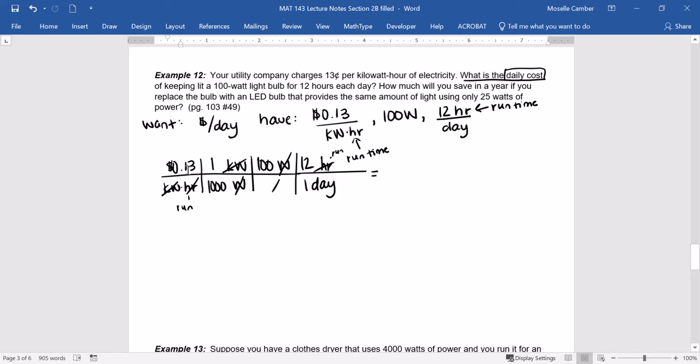So I do 13 cents times 100 times 12, and I divide by 1,000, and I get that this is going to cost $0.156 per day. So 15.6 cents every day to run this light bulb. Okay, so that is the first question. The second question, how much will you save in a year?